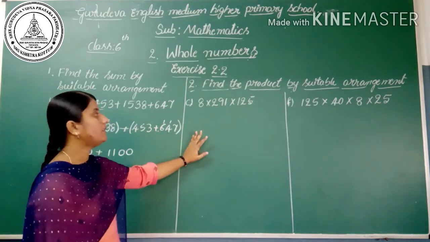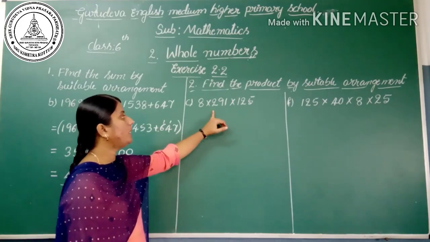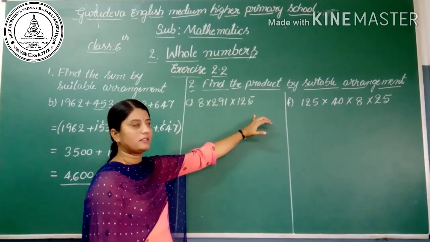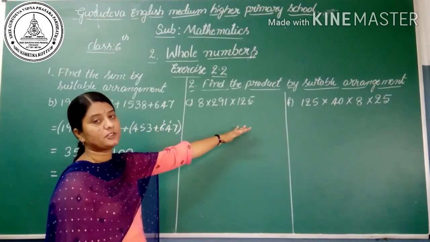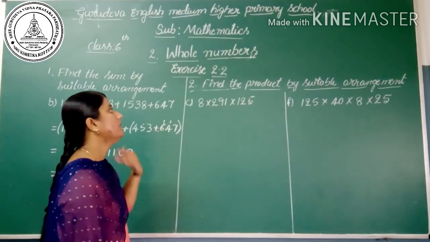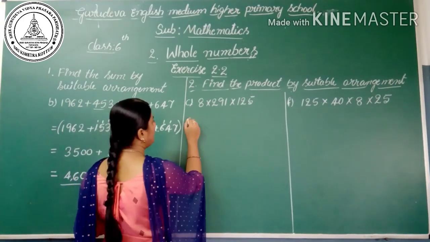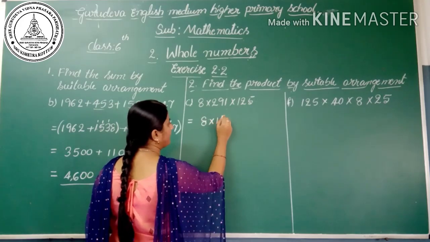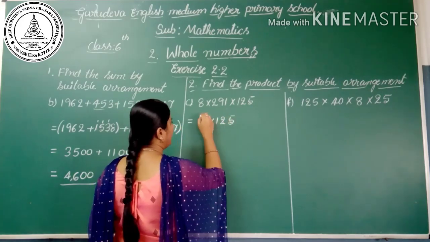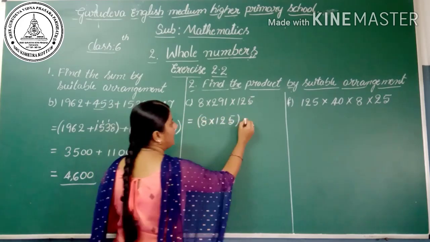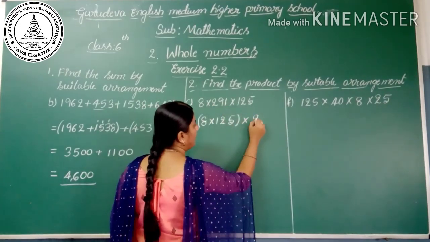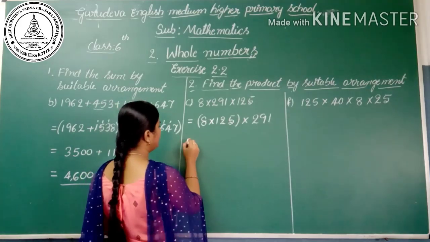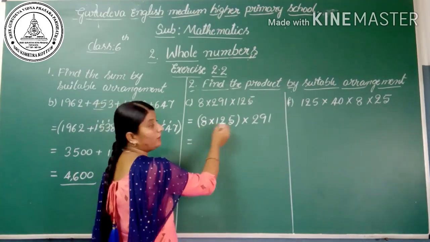Okay, let's solve the sixth question: 8 into 291 into 125. I will group the numbers for my convenience of multiplication. First I will multiply 8 into 125. At last I will multiply 291. Multiply here, 8 into 125.